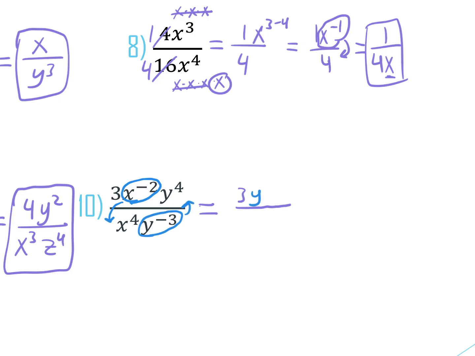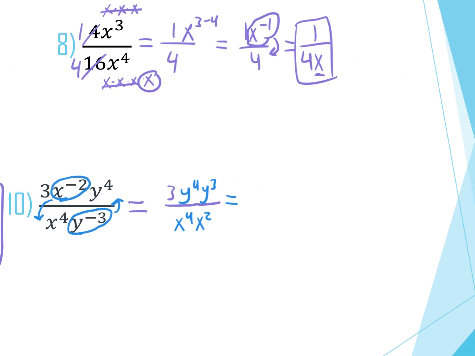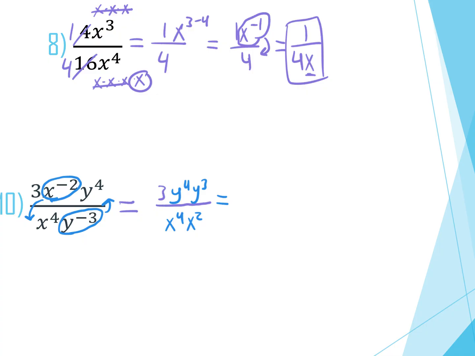Doing that is going to get me 3y to the fourth, y to the third, and x to the fourth, x squared. And now that I'm multiplying with the same base on the top and on the bottom, I'm going to add those exponents, just like we talked about in the previous lesson. And so you end up with this as your final answer.